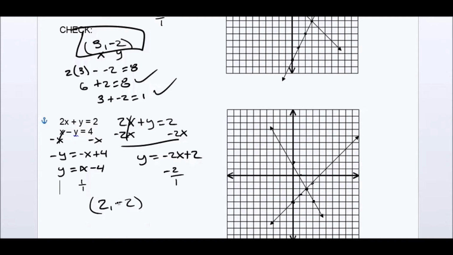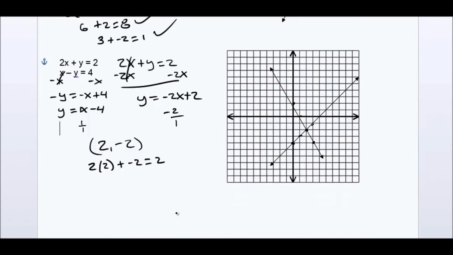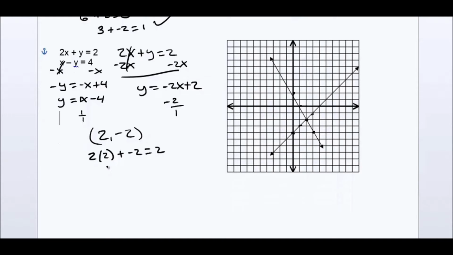So we could check that by plugging this set of coordinates into the first equation and the second equation. Let's go ahead and just do the first. 2x plus y equals 2. 2 times 2 plus y, which is negative 2, equals 2. 2 times 2 is 4. 4 plus the negative 2 is 2. Is that correct? That's true.